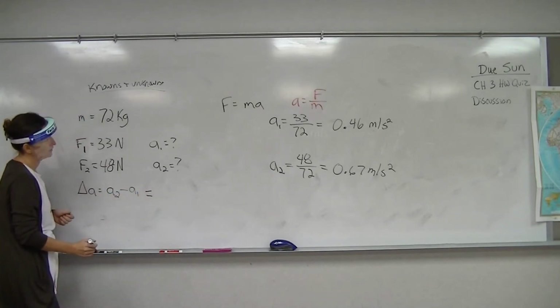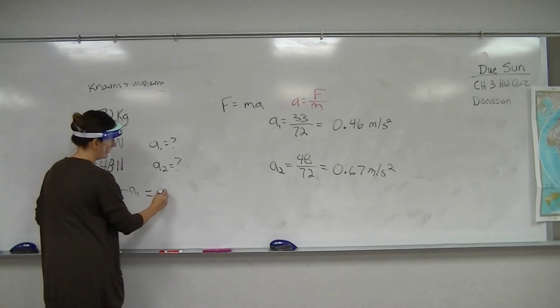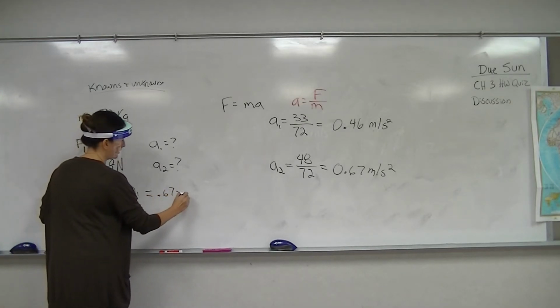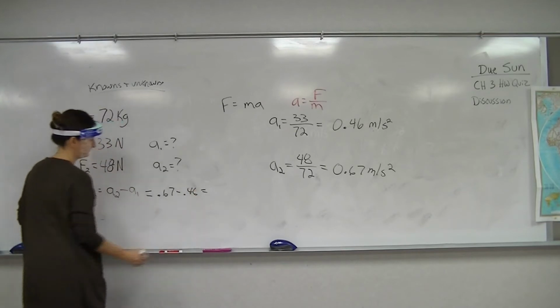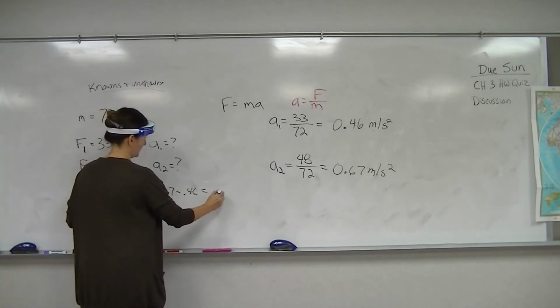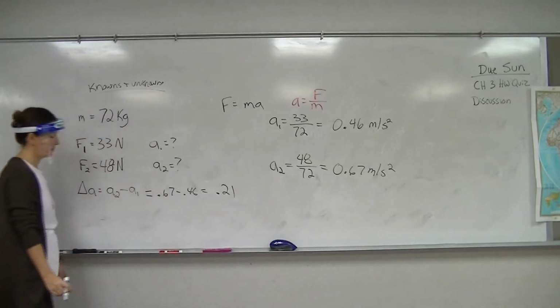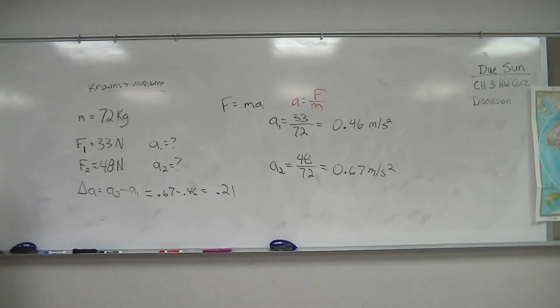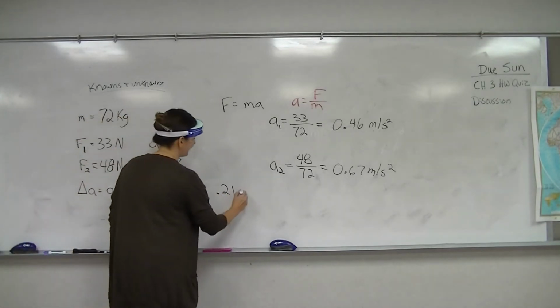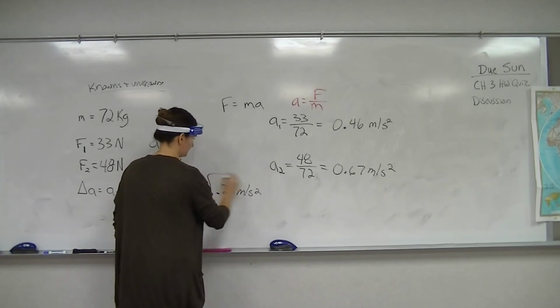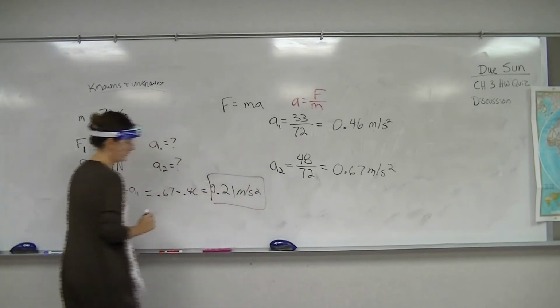So I get 0.67 minus 0.46. I'm doing this in my head, so double check my work. Is that 0.21? Okay. Meters per second squared. I'll put a 0 here just for clarity.